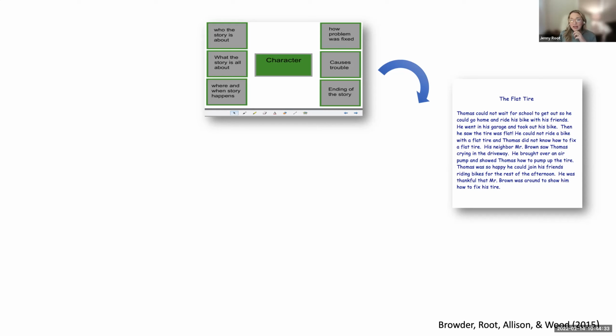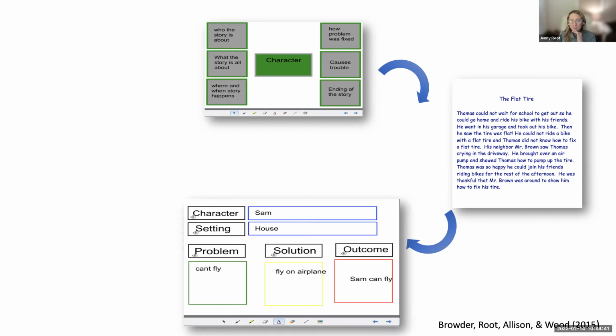After reviewing the story elements, the students then read short stories that were all problem and solution focused. So for example, they'd read this little short story about the flat tire. And then they would fill out the story map using the text. I'm going to use system of least prompts to support them. So first I would say, okay, go ahead and fill out your story map.